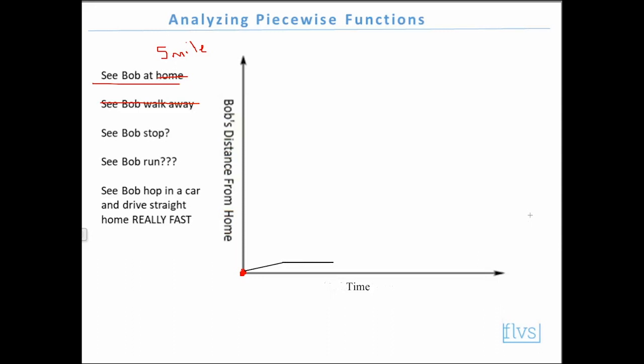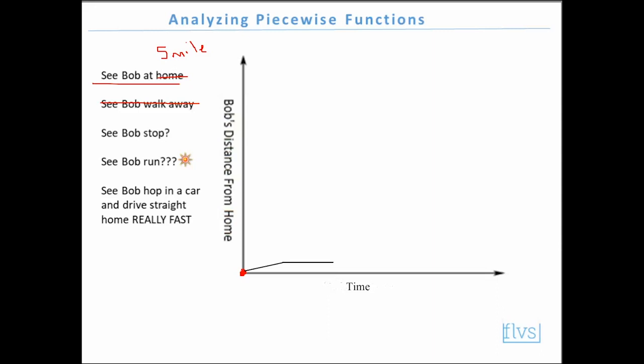What happens during no change is, if Bob stopped, is he getting any further away from home? Ask yourself that. But if he did stop, does time stop or does time keep going? Well, the time would continue, but his distance from home would not change. You would have an area of no change, and therefore you'd see a part of a piecewise function where it stops.